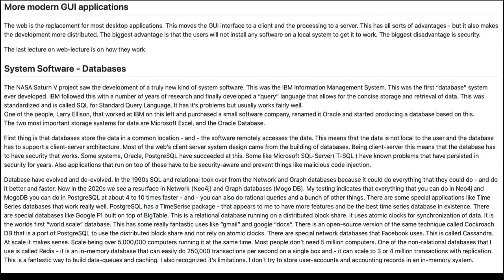The original database was developed as a part of the Saturn V project. It was called the IMS, the Information Management System, and it was developed for the tracking of all the parts that went into the Saturn V rockets. IBM followed this original work that they did on that contract with a bunch of work into different query languages. At the time, there was this thing called pt5, which was a query language that worked with databases, primarily those that were used in COBOL.